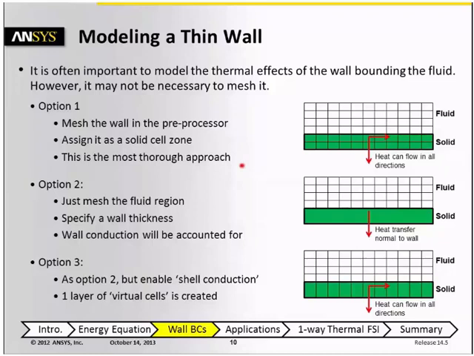However, despite the fact it's the most thorough approach, it's not always necessary or even practical to mesh the wall when the wall is relatively thin. So the other options involve treating the wall as a thin wall without meshing it.